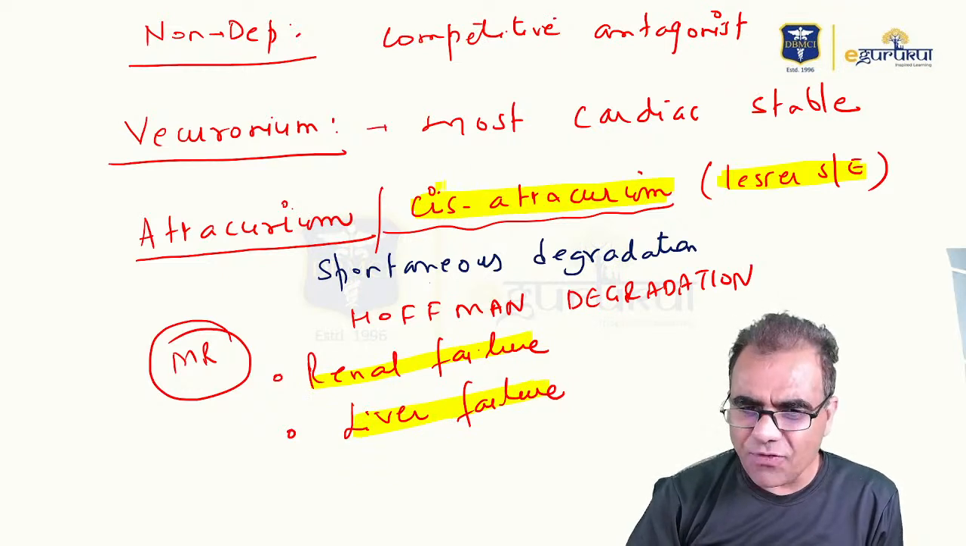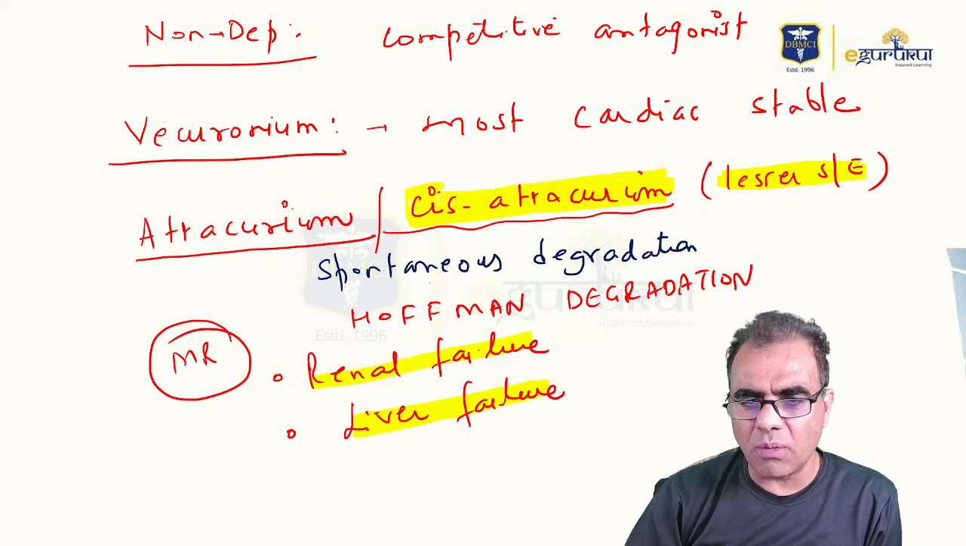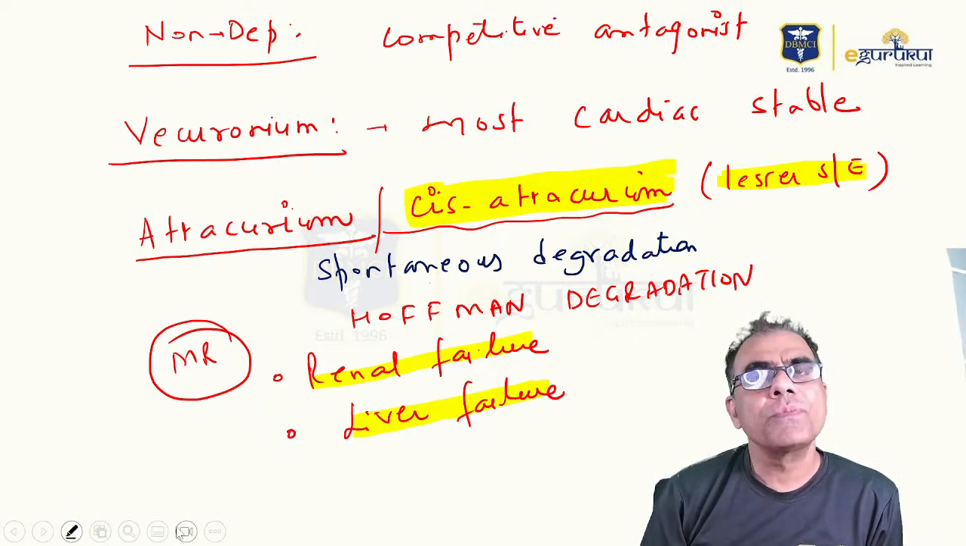And among these, by chance, if you get a question where both cis-atracurium and atracurium have been given, then you have to choose cis-atracurium.